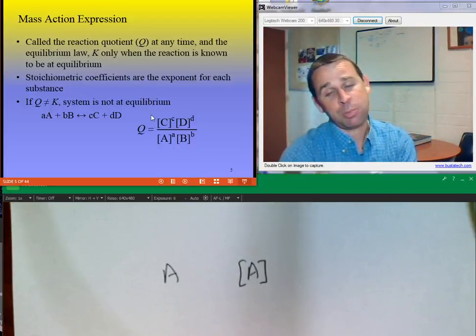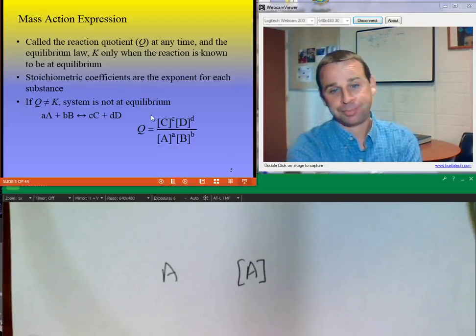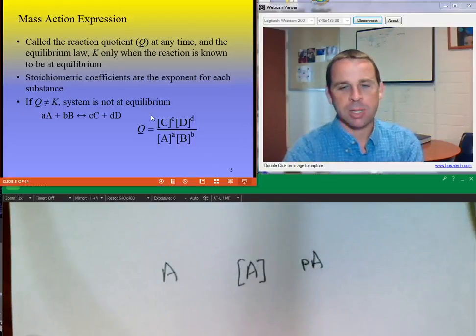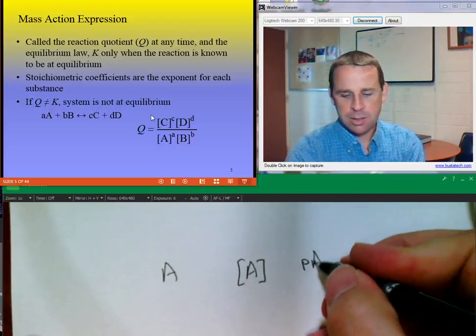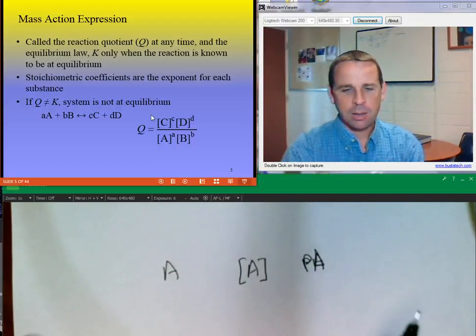Now if it's a gas, I can express the concentration of a gas simply by expressing its pressure as well. So sometimes you'll see the pressure of A, something like that. The pressure of A. Well, it's not exactly like that. Usually the P is a little bit bigger or something like that. Pressure of A. All right?